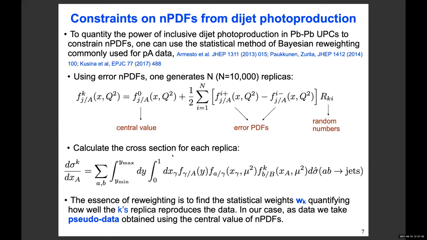The essence of the reweighting method is to assign a statistical weight to every replica, which would quantify how well this particular replica reproduces the data. Instead of the actual data, which is still preliminary, we use pseudodata, which we calculate ourselves using the central value of nuclear PDFs.